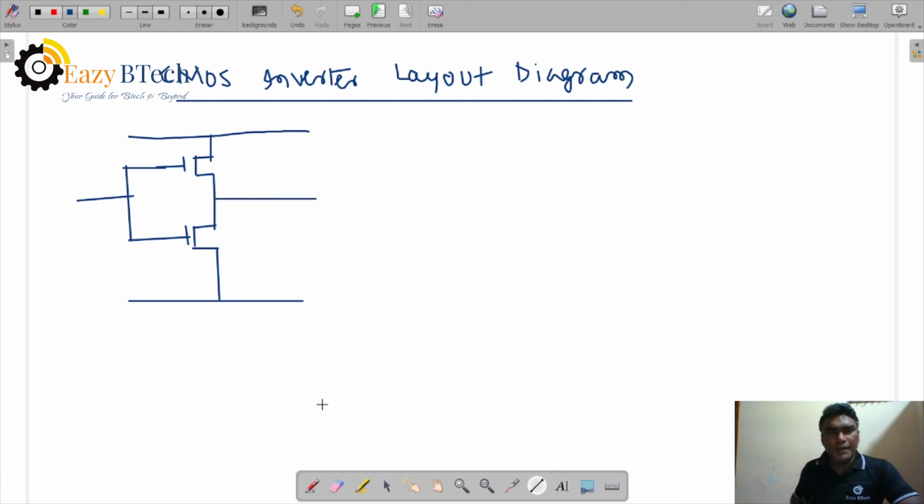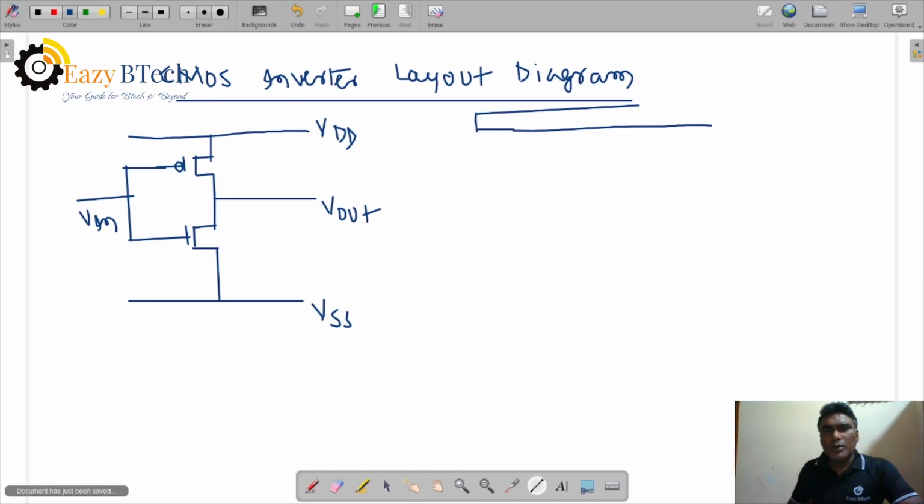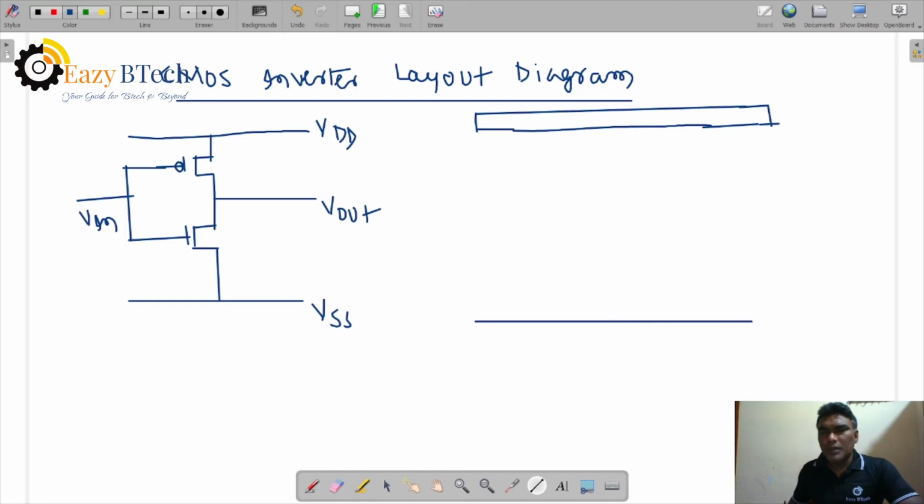Common input is applied, right? So the CMOS bubble is there, with VDD and VSS. This is V out and V in, right? So we can represent it in layout. Here we use double metal, two metals, metal 2 and metal 1, and also we use two polysilicons, poly 1 and poly 2.